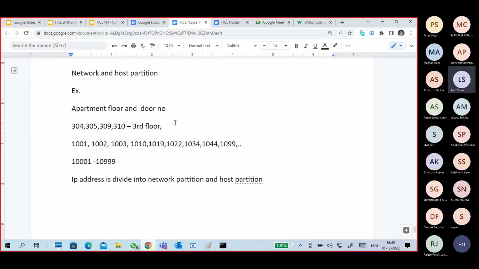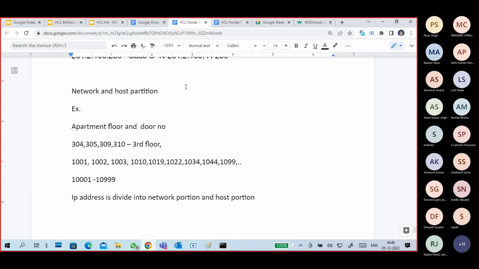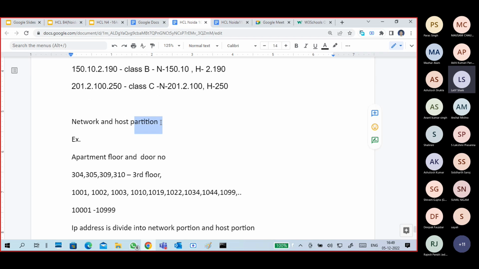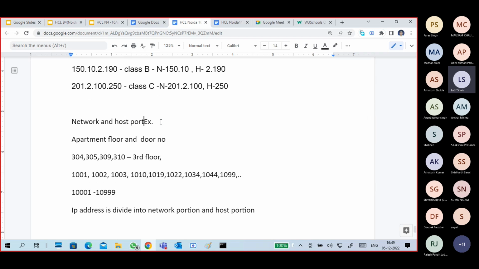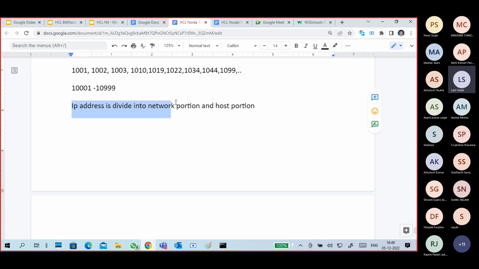Portion, not partition. Auto-correction confusion. Network and host portion. An IP address is divided into network and host portions.